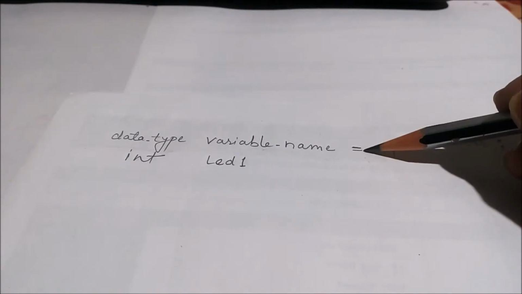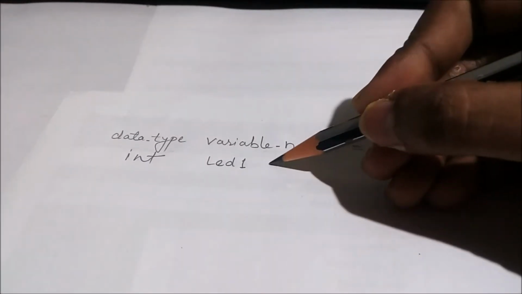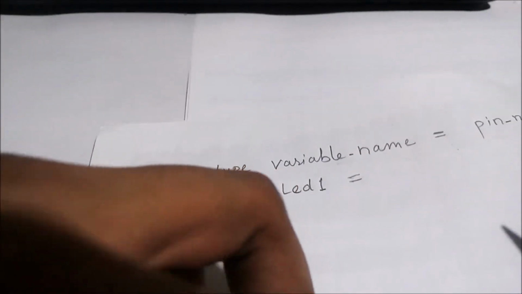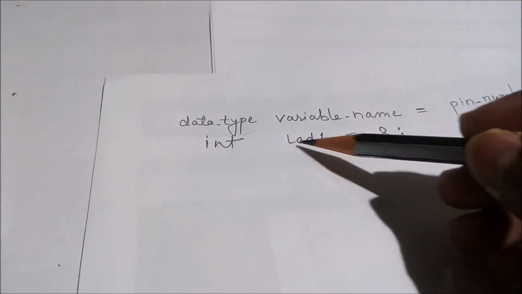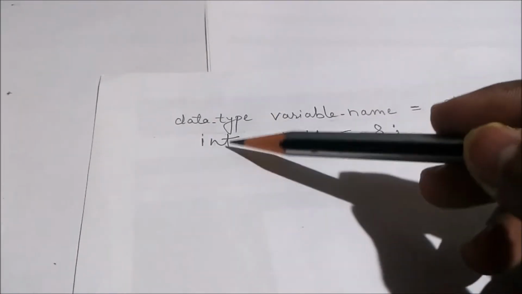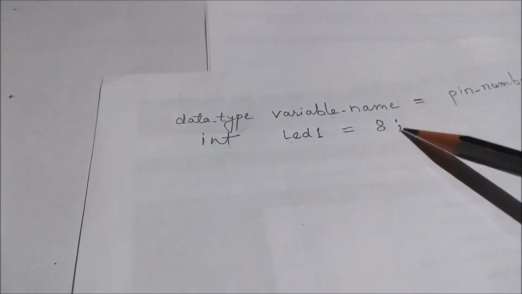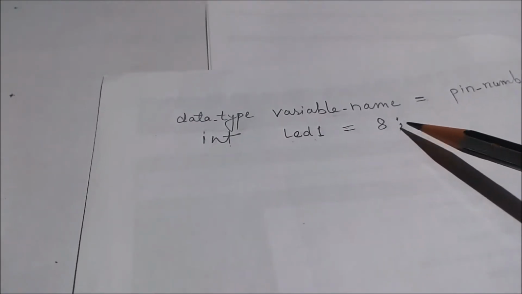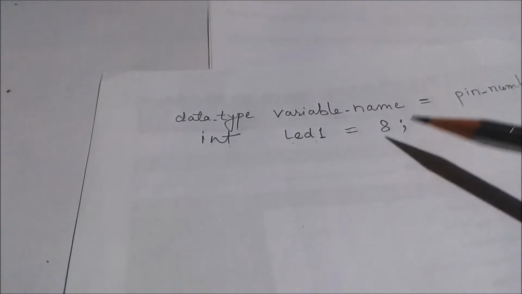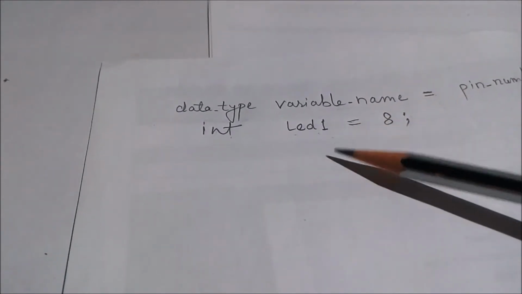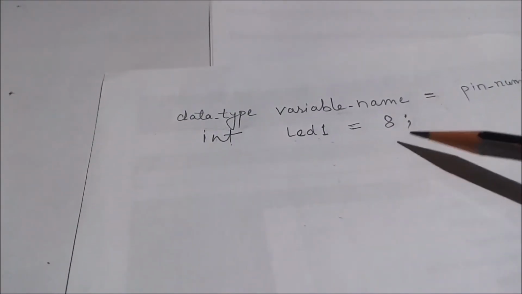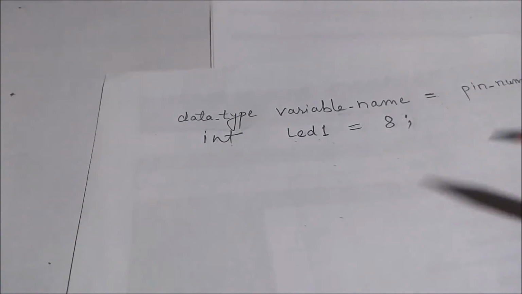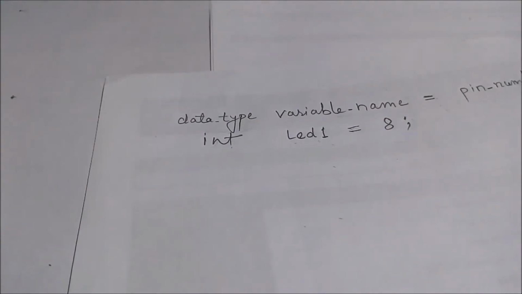LED1, and this is the symbol of assignment. I'm going to assign the value 8, which is the pin number, to the variable whose name is LED1 and whose data type is int. And this is a semicolon, which is a statement terminator. Similarly, I will put LED2, LED3, LED4 and LED5 and assign the respective pins, which are 9, 10, 11 and 12, to them, as shown in the program.